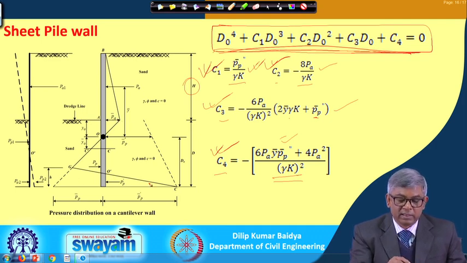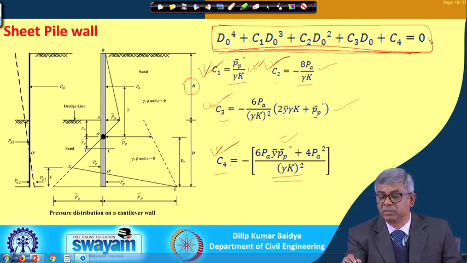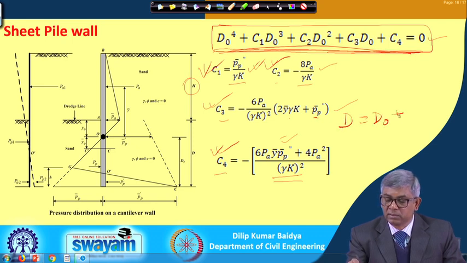So, this is the way we have explained in this diagram what is what here, and then based on that we calculate coefficient 1 C 1, coefficient 2 C 2, coefficient 3 C 3, and coefficient 4 C 4. Then this equation can be used: d naught to the power 4 plus C 1 d naught cube plus C 2 d naught square plus C 3 d naught plus C 4 equal to 0. By this equation, we are getting a fourth order equation. This fourth order equation can be solved by trial and error method to find out the d naught. Once you get the d naught, your d becomes d naught plus y naught.